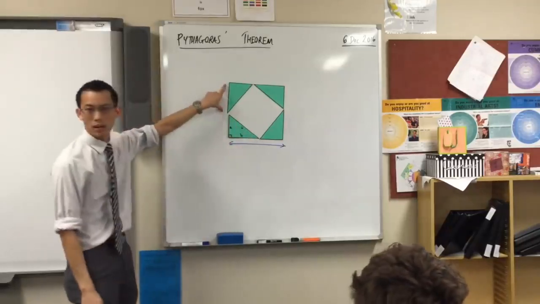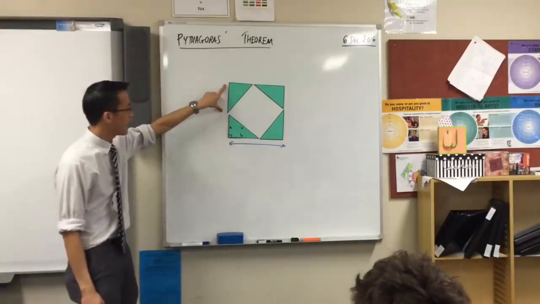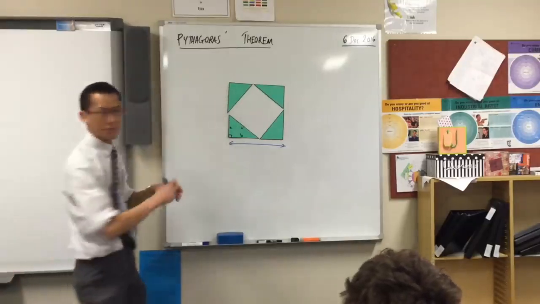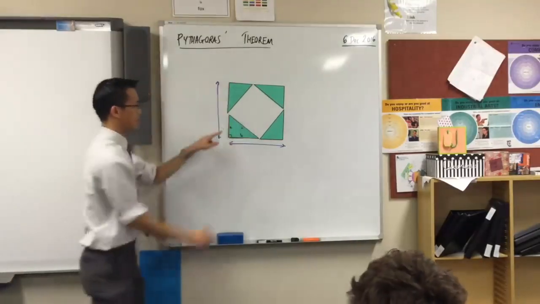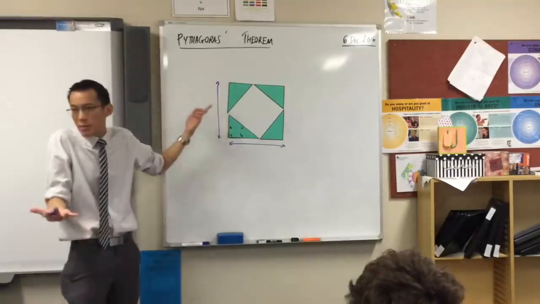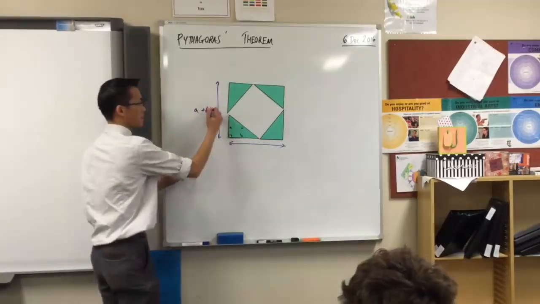What's this side here? B. This is also B, right? So what's the height of my square? There's an A here, A plus B, and it's B. So you just add them together. A plus B, right? You happy with that?